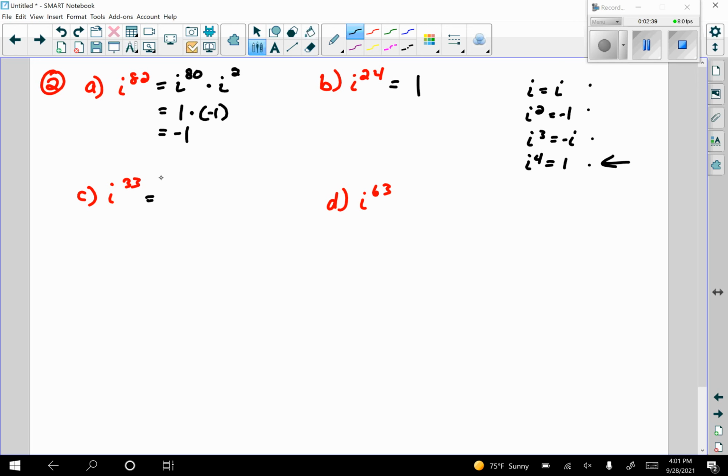All right, for c, i to the 33rd, we're going to say i to the 32nd, and we just need one more i left over. So again, i to the 32nd is 1 times i, so it's just i. And then i to the 63rd, well, 4 can go into 60, so we're going to have i to the 60th times i cubed. So i to the 60th becomes a 1. i cubed is -i, and then that just stays as -i.